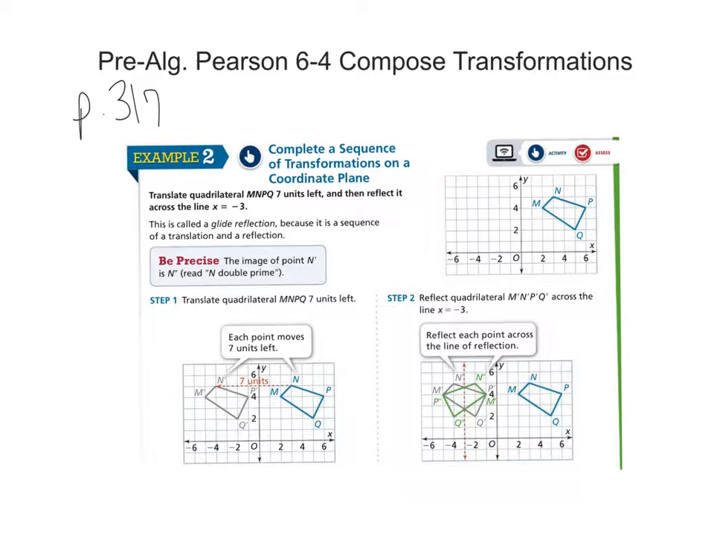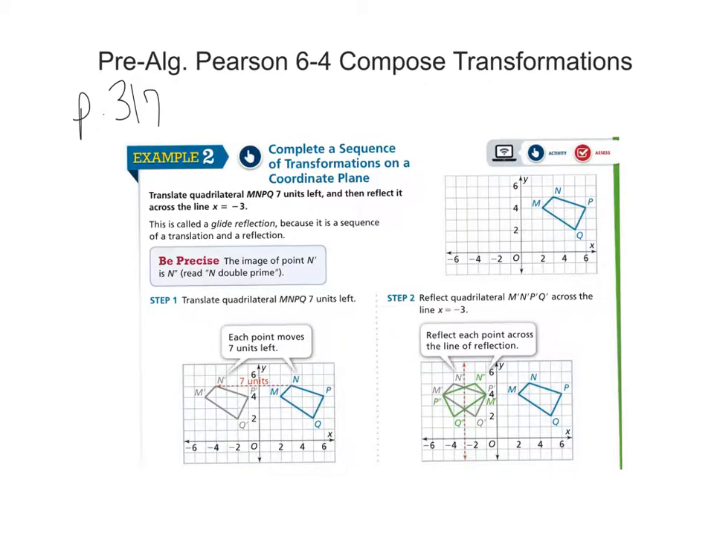Lesson 4, we're looking at composed transformations. What's going to happen in this lesson is we are going to have more than one thing happening. And we're going to try and figure out what they did to go from what they started with to what they ended up with.